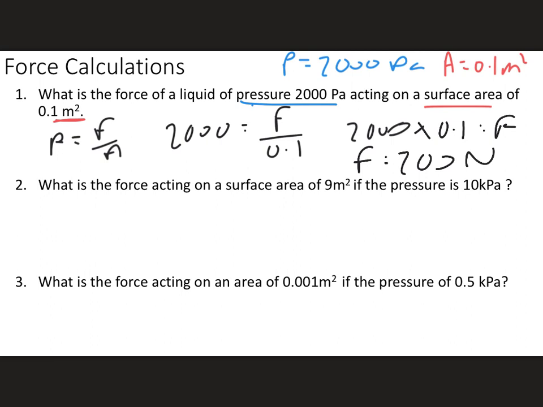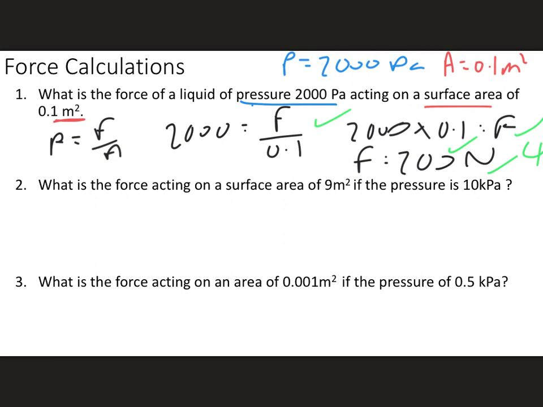Going through the mark schemes for this, we get a mark for the correct substitution, a mark for the correct rearrangement, a mark for the final answer, and a mark for the units. You can give yourself a score out of 4, please. Score out of 4. Okay, let's run through question 2 then, please.